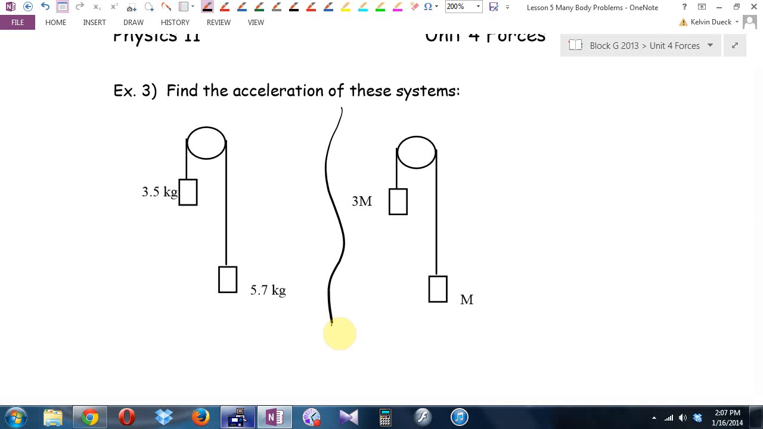What are the forces acting on that 3.5? Get the obvious one. Gravity. And since there's more than one mass, I'll call it M1G. Let's change colors. What else? Tension pointing up. What else? Nothing. What are the forces acting on this 5.7? Get the obvious one. Gravity. What else?